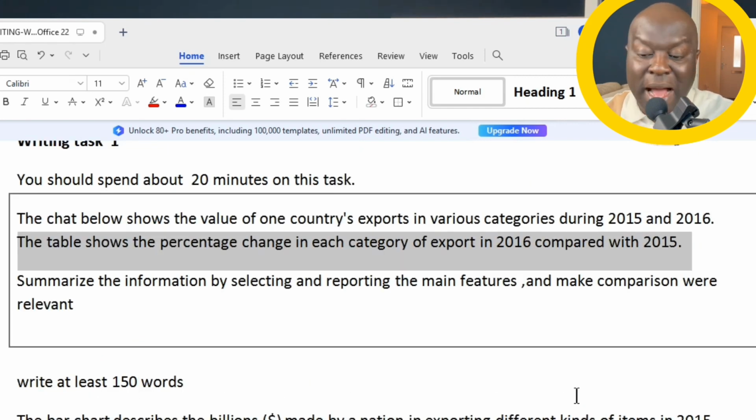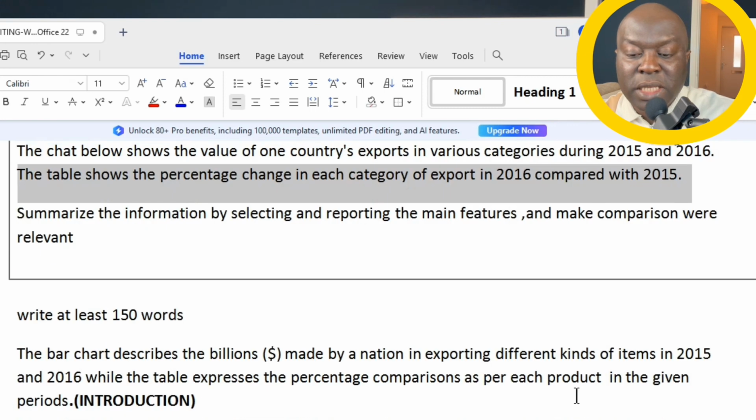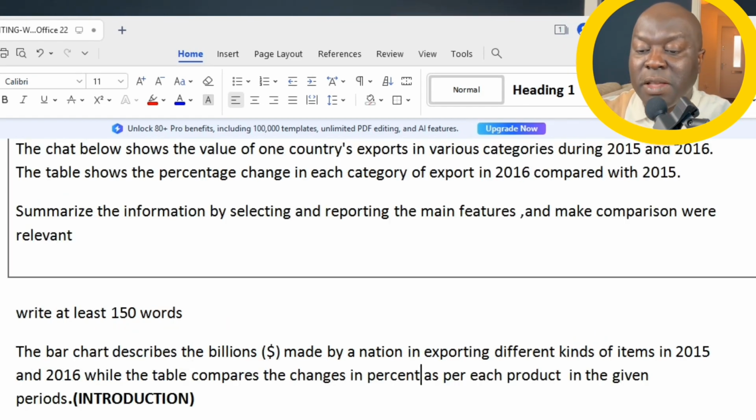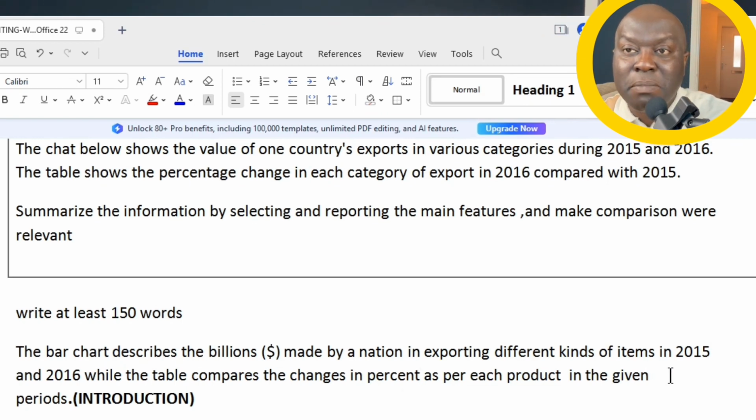And remember, be mindful of the tenses you use, because this thing happened in 2015 and 2016, so it is past tense. Therefore, you should be careful when you are analyzing, because if you analyze, it means you are going too far in the body paragraph. When you are comparing them, you should compare them as things that have happened in the past, while the table compares the changes in percent as per each product in the given periods. I did not start mentioning 2015, 2016.